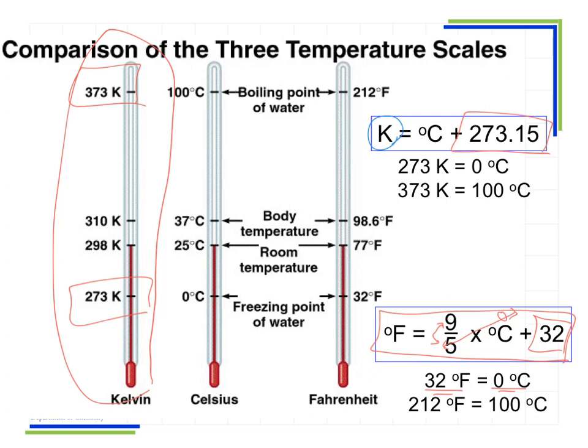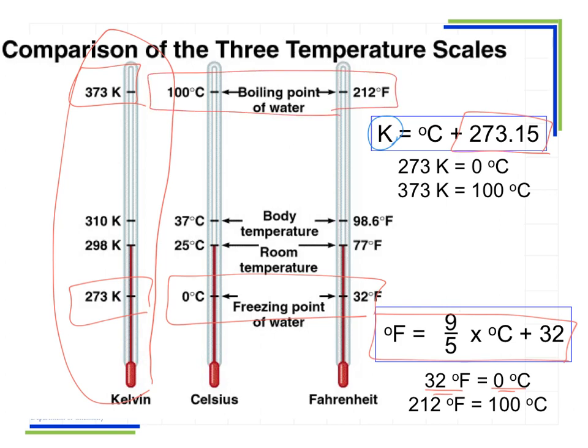So let me erase this. It's too many things in here. Okay, so we have to memorize this formula for converting Fahrenheit to degrees Celsius, or vice versa. So 0 degrees Celsius, the freezing point of water, is 32, and the boiling point of water is 100 degrees Celsius and 212 degrees Fahrenheit.